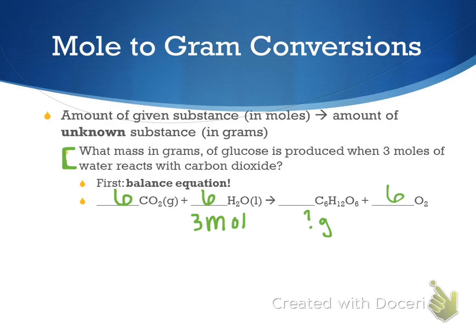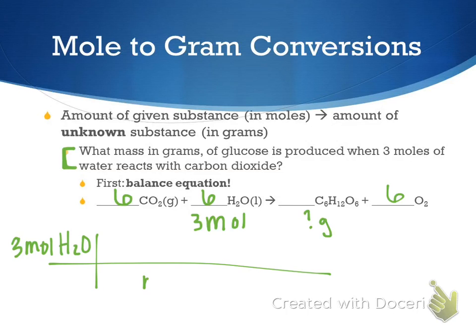Now it's not quite as simple as just doing the math in our head, because now we want to talk about grams. And grams has to do with a molar mass, so it takes it a little bit further. So we're always going to start with what we know. 3 moles of water. And we want to go from moles of water to what? Right, we want to know grams of glucose, but we can't go directly from moles to grams. We have to go moles of water to moles of glucose to grams of glucose.